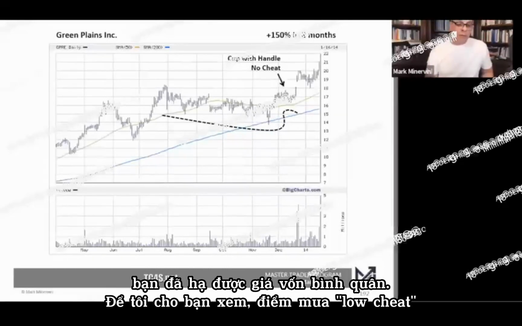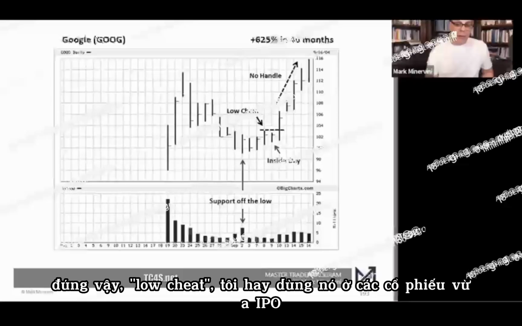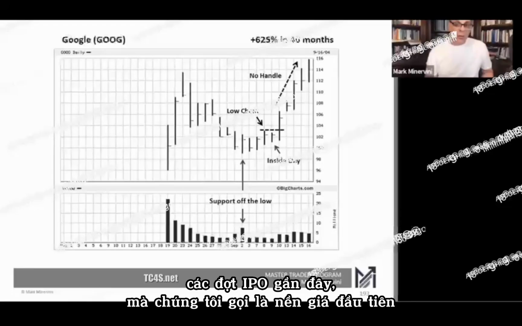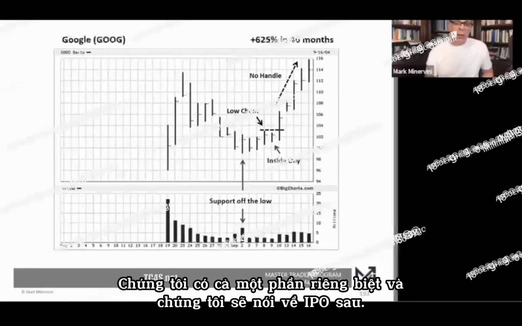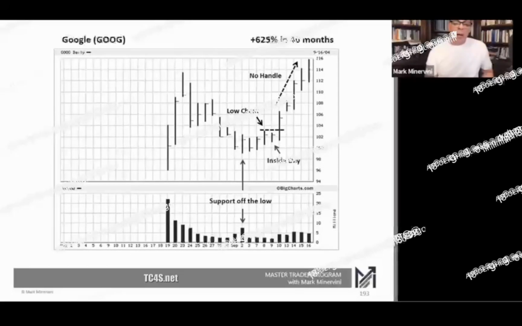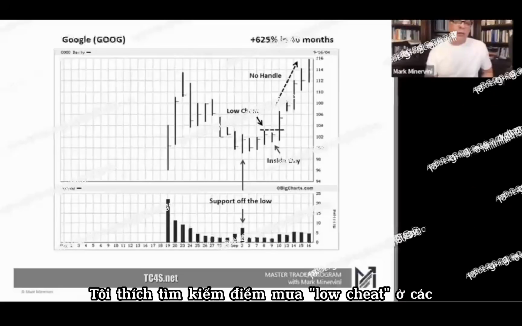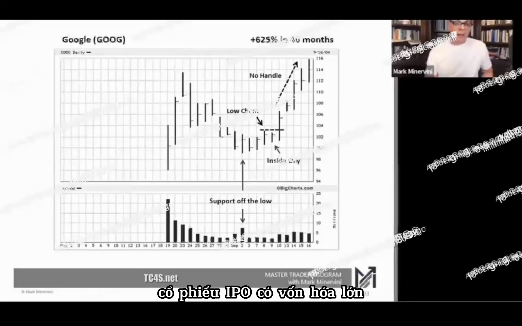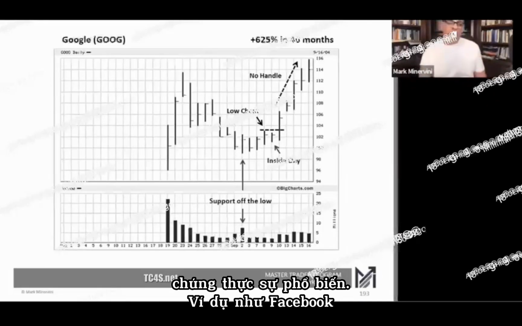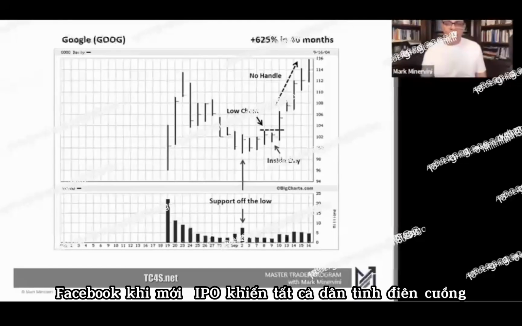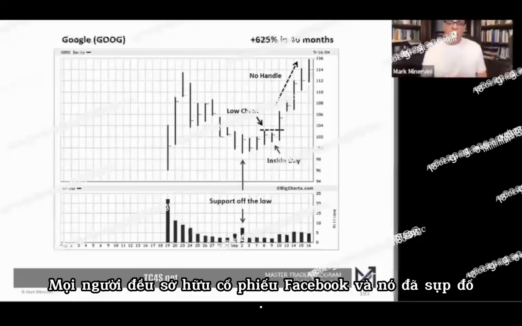Let me show you with the low cheat, right? The low cheat, I love to use the low cheat on IPOs, recent IPOs, which we call a primary base. We have a whole section. We're going to talk about IPOs later. I like to look for the low cheats on particularly the big cap IPOs, the ones that are really popular. Like Facebook came out, when it first came out, it was all the rage. Everybody had to own the shares and it just fell apart.